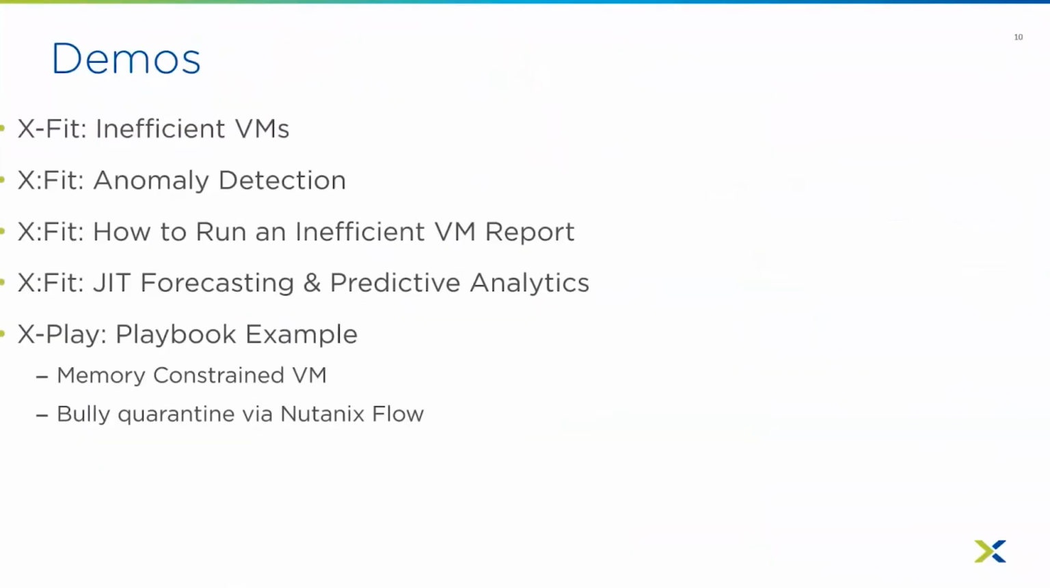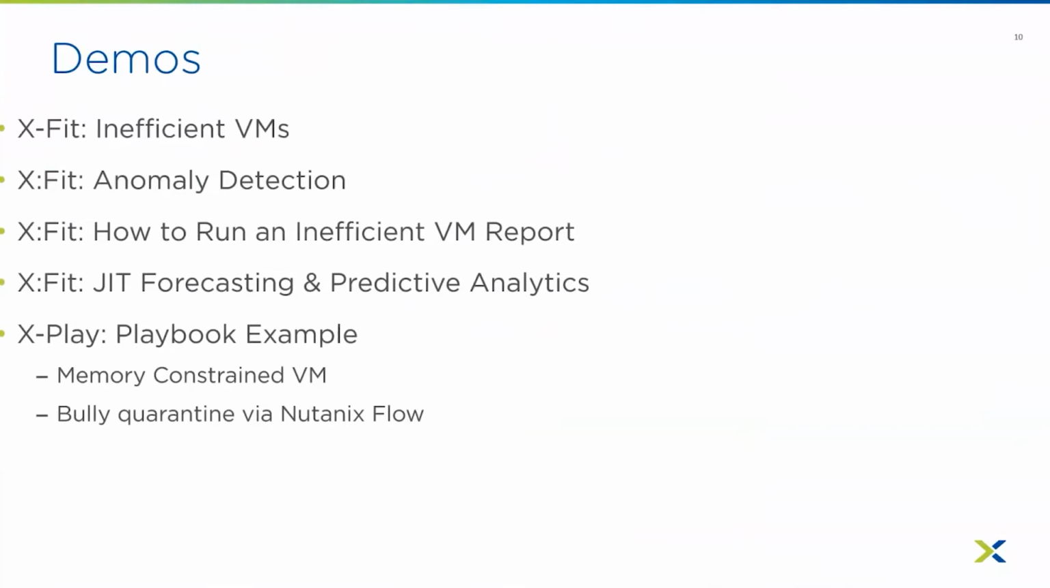And next, we're just going to jump into the live demo. For today, we're going to be covering our first demo. We'll be going over the inefficient VM profiles, right? Those are the 4 profiles we touched upon earlier. So this, as an example: the bully VMs, the constrained VMs, over-provisioned VMs.